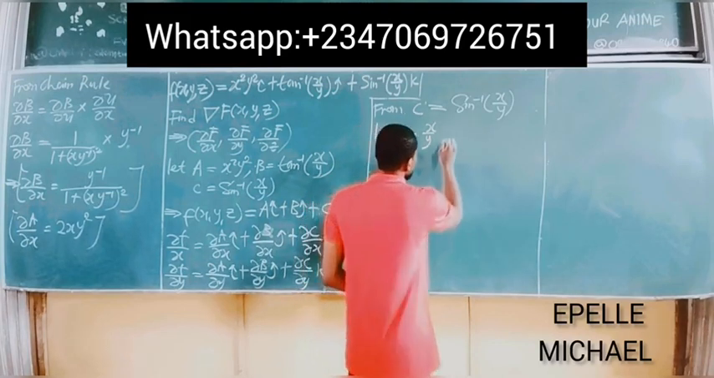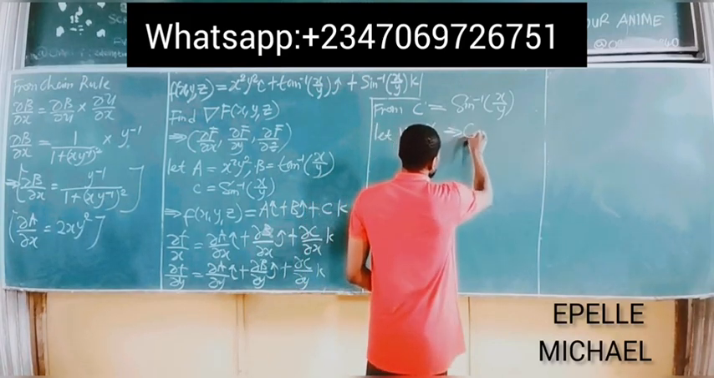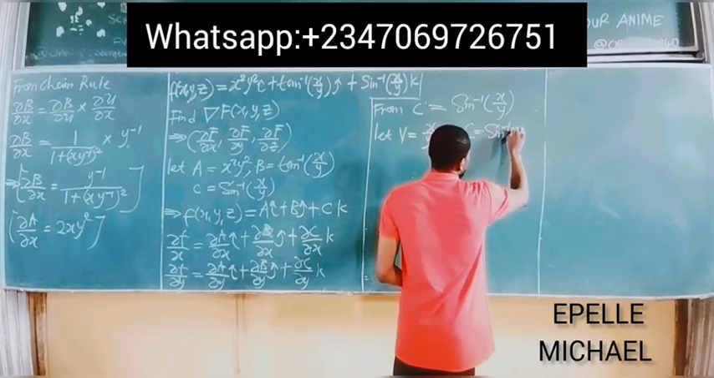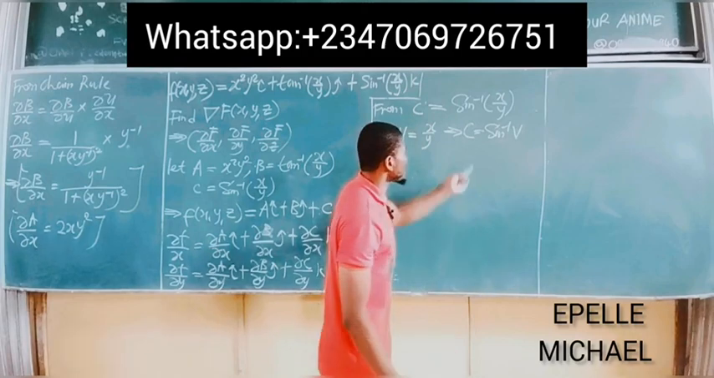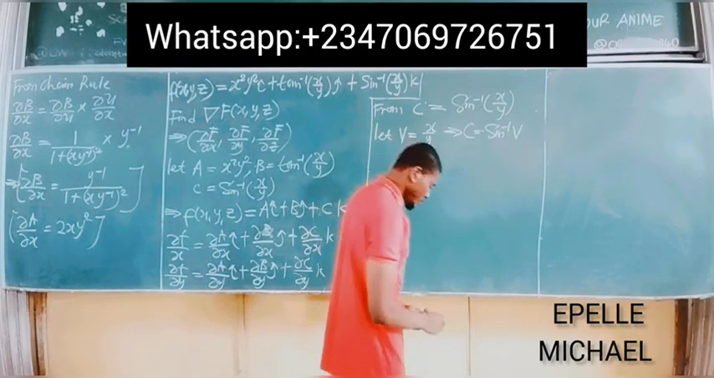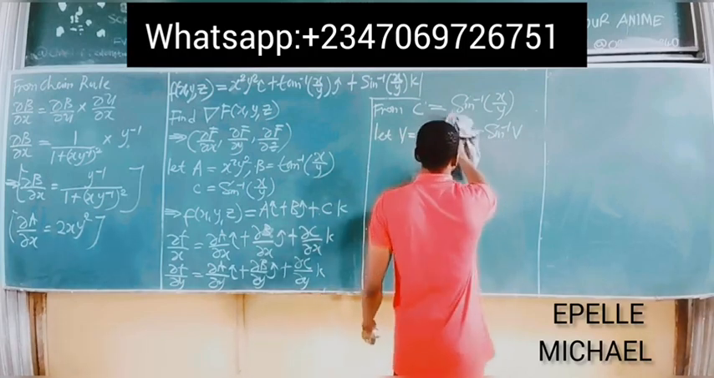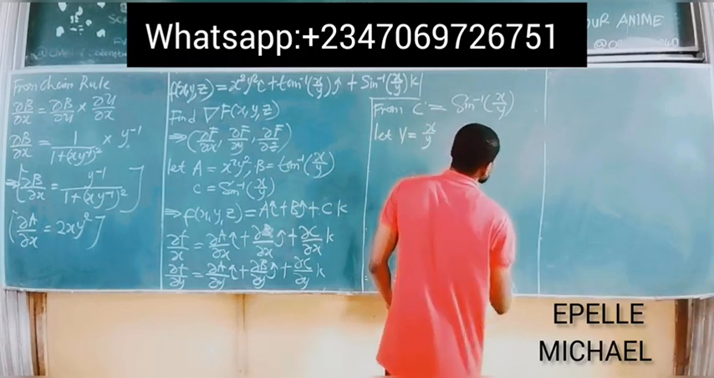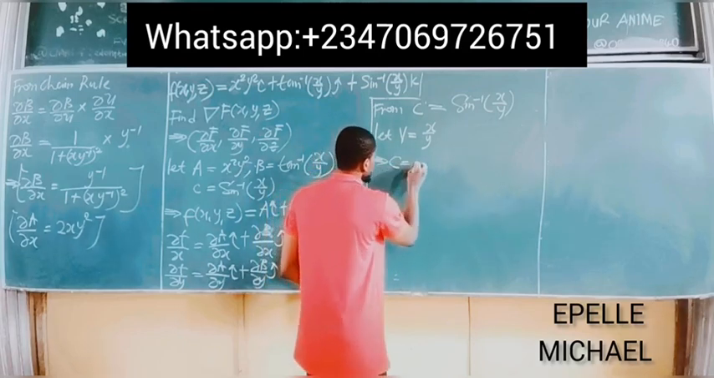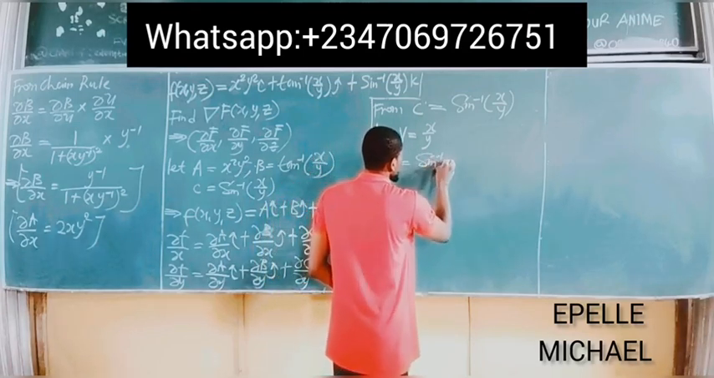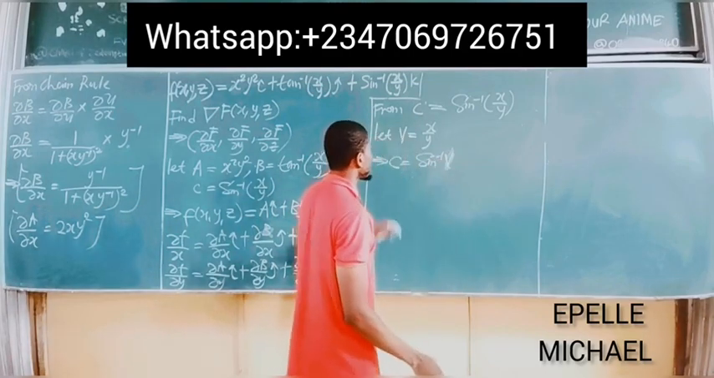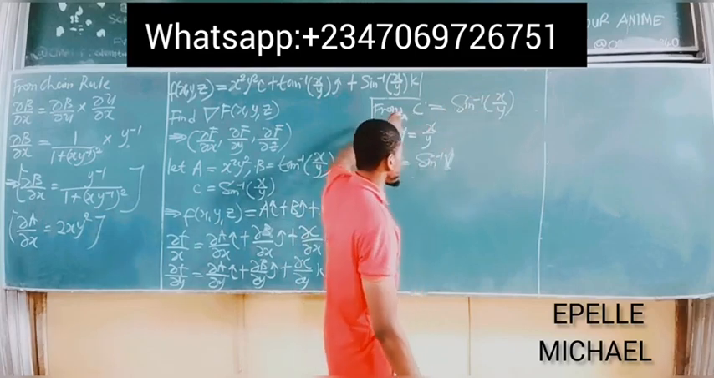If you do this, this now implies that c itself becomes the sine inverse of v, because I've called this whole variable x all over y. So this now implies that c itself is sine inverse of v, because I've said let x over y be simply called v.